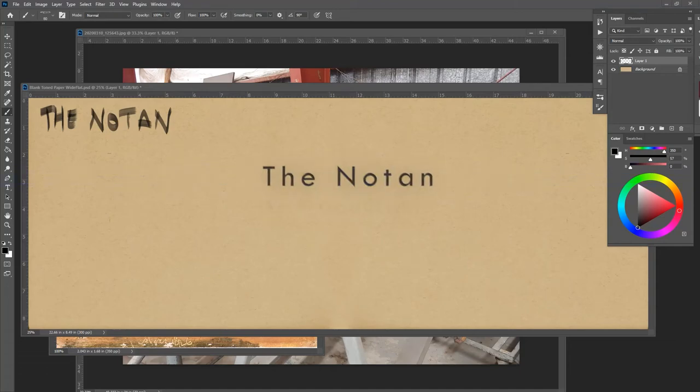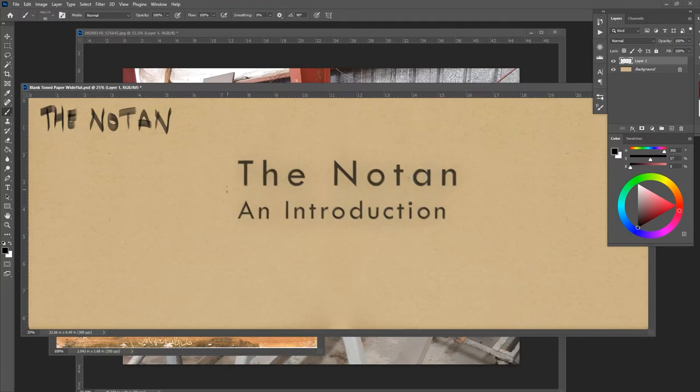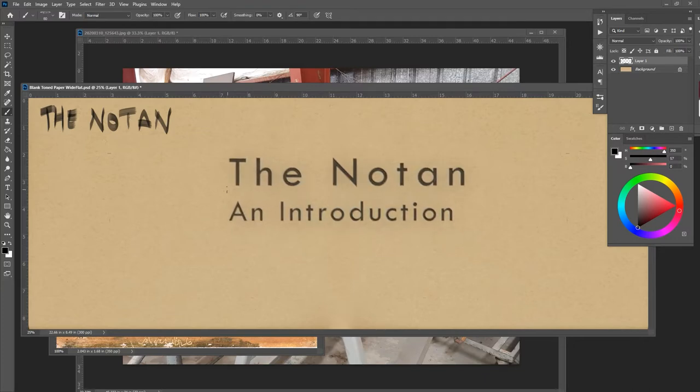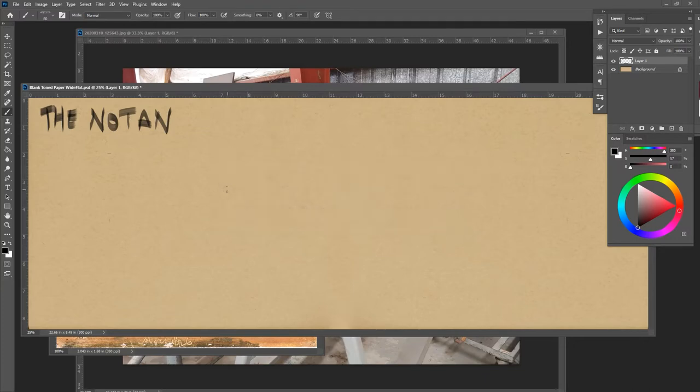This is a brief introduction to the Notan for painting class. I'm going to demo this or talk about this digitally before we do the analog paint along videos, because it's just easier to explain some concepts. So this should only take a few minutes because the Notan is a very simple concept.